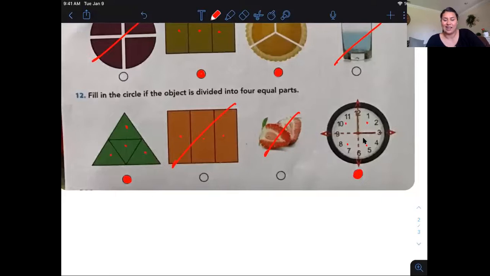Very good. Okay, let me stop my screen sharing so I can see your faces. Awesome, friends. We made it through another math paper, the first of our final chapter in first grade math. You guys are so awesome.